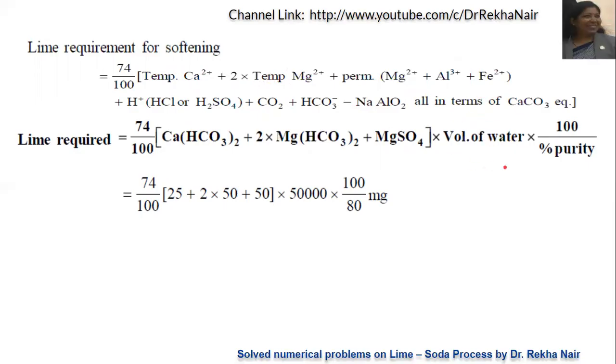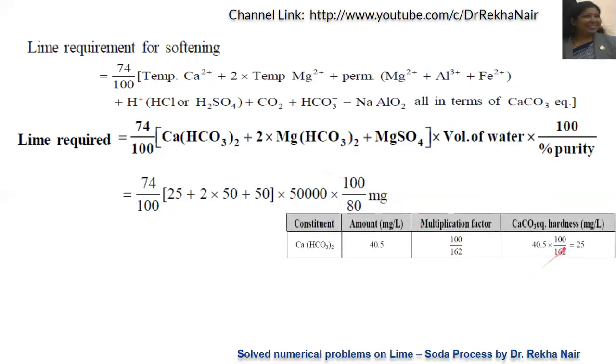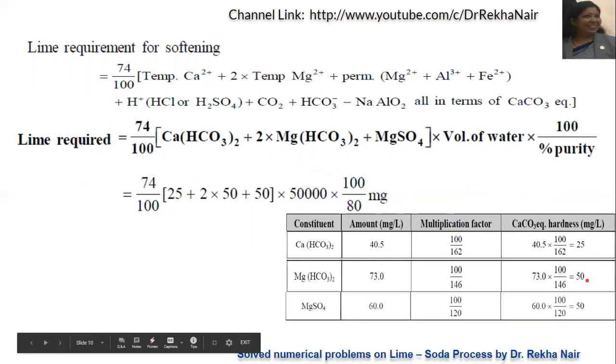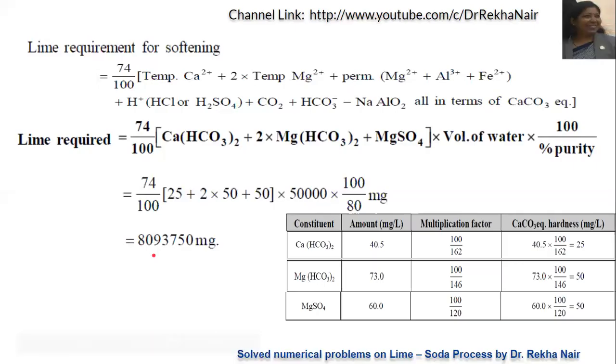The whole thing is multiplied by the volume of water, multiplied by 100 upon the purity given. So 100 upon 80 is the purity and 50,000 liter is the volume of water, and the constituents you can see from the previous slide where we calculated them. For calcium bicarbonate it was 25, for magnesium bicarbonate it was 50, and for magnesium sulfate it is 50. We put in all these values and we get the lime requirement as 8,093,750 milligram or 8.093 kg.